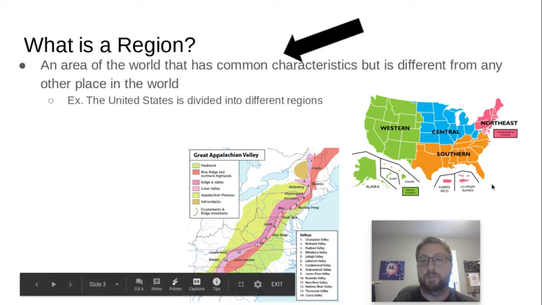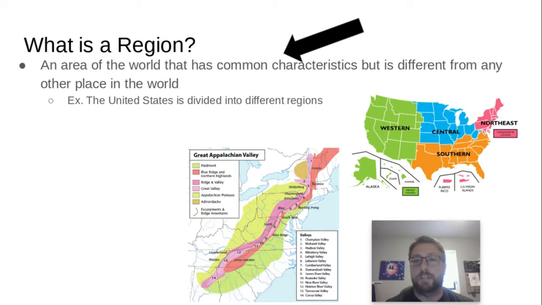The first example is here of the United States. You can see that each one of those states is color coded, and there are groups of states put together with certain colors. If we look at Ohio here, Ohio is blue, and around Ohio there are several states that have the same blue color. So all of those blue states are a region because they have common characteristics but are different from any other state around them, which would be those other colors.